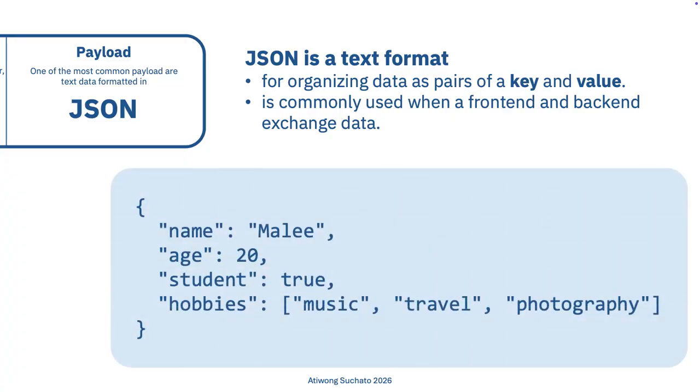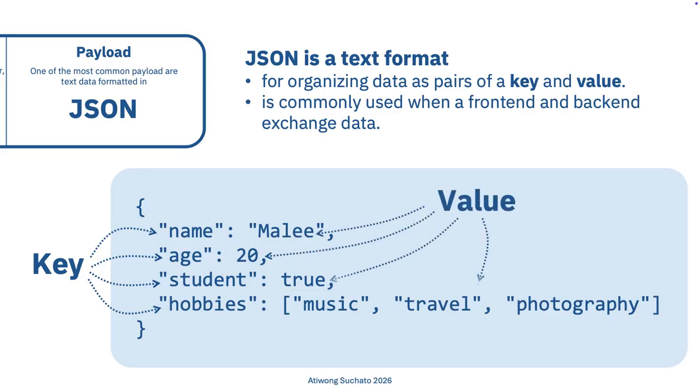Here is a very simple example. We have a person called Malaya. On the left side of each pair, we have the key, for example, name, age, student, and hobbies. On the right side, we have the corresponding value. The value can be text, such as Malaya. It could be a number, such as 20. It could be a Boolean value, such as true. And it can also be a list, such as the list of hobbies. So when you see JSON later in the workshop, you can think of it simply as structured, labeled data.